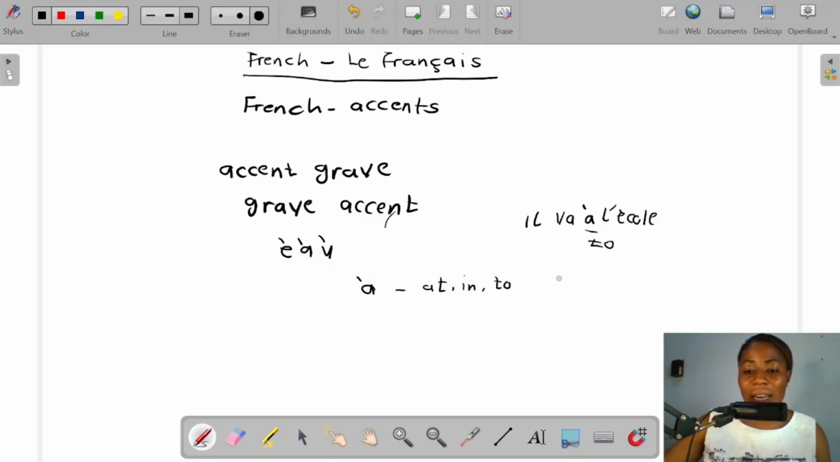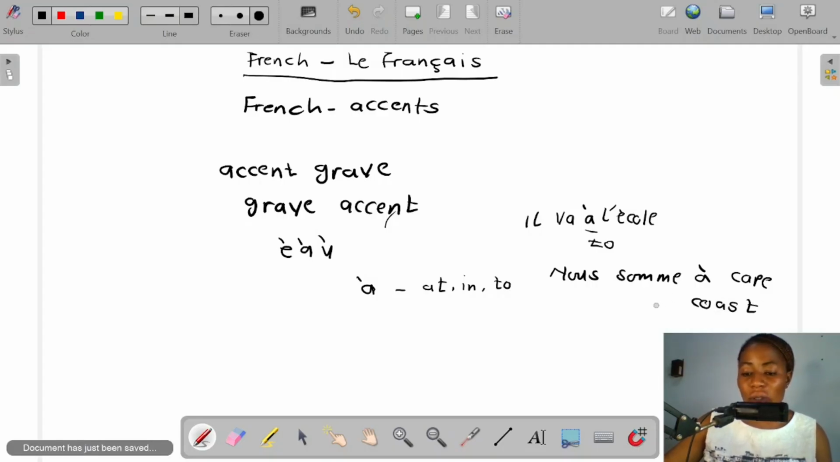All right, let's look at another example. Nous sommes à Cape Coast. That means we are in Cape Coast. And here the A with accent grave becomes in.